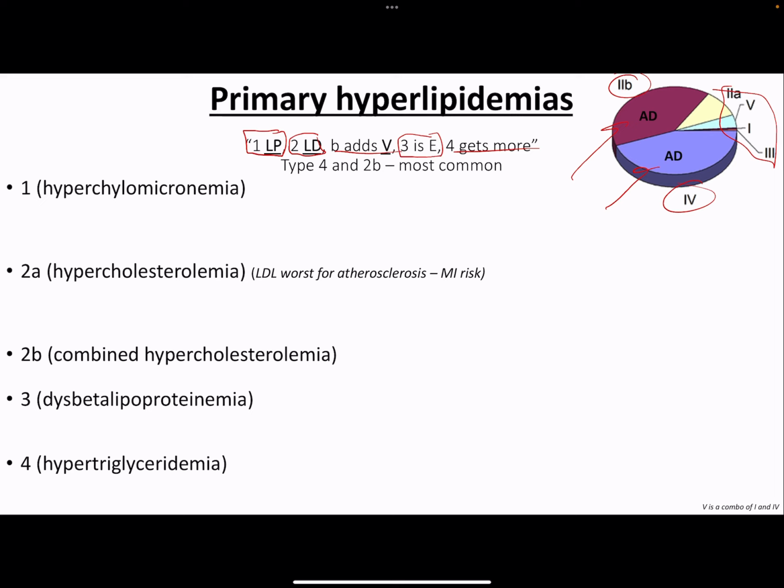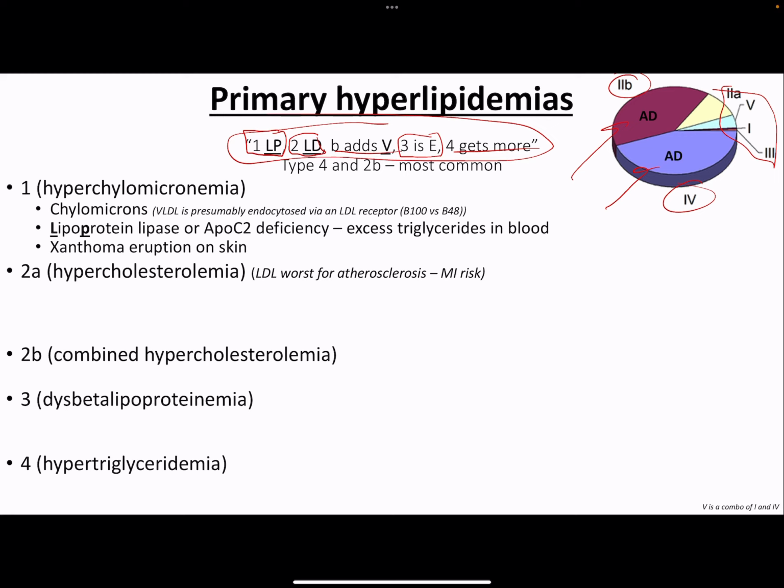All right, this is really helpful, right? 1 LP, what are we talking about? LP as in LPL, lipoprotein lipase. If you have issues with lipoprotein lipase or the activation of lipoprotein lipase via ApoC2, this is what happens. You're going to accumulate too many chylomicrons.